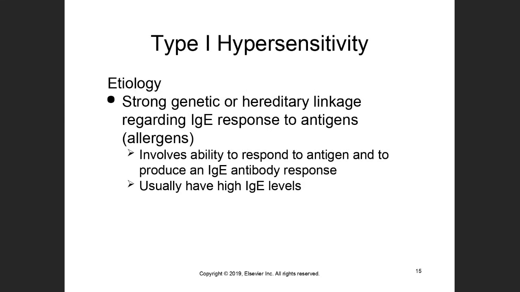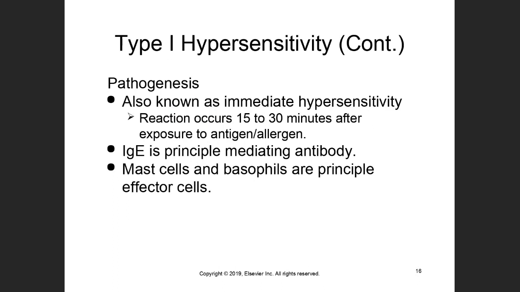Now we have hypersensitivity 1. What is extremely important in hypersensitivity 1? Immunoglobulin E. Okay? Immunoglobulin E is formed, and it is the one that produces the reaction. Pathogenesis, also known as immediate hypersensitivity, because it's really fast, and the reaction is 15 to 30 minutes after the exposure. Immunoglobulin E is the principal mediator antibody. Mast cells and basophils are principal effectors. Okay?